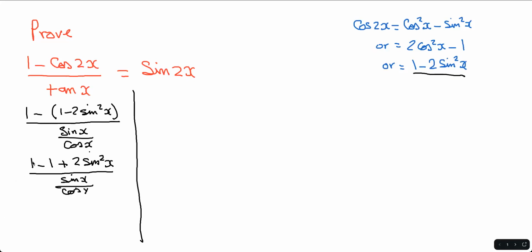Now you see the 1 minus 1 will cancel, give me 0. And that's why I chose this one. If you choose that one, you'll end up with nothing canceling and it gets complicated.